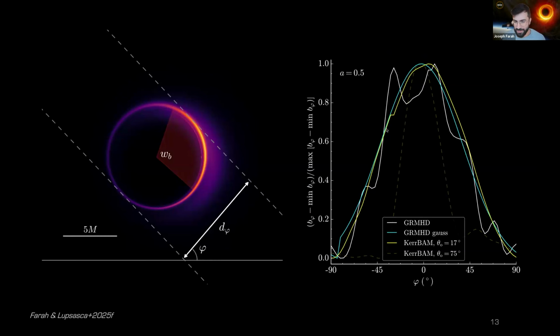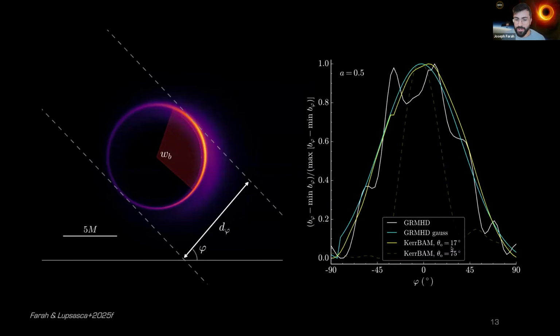And then you measure that distribution, which ends up being kind of Gaussian-like, and then you measure the width. What we found was that this width correlates really highly with the inclination of the black hole, and it doesn't vary too much with the spin. What you're seeing here in white on this graph is this quantity measured on a GRMHD, and you can see the curve that results.